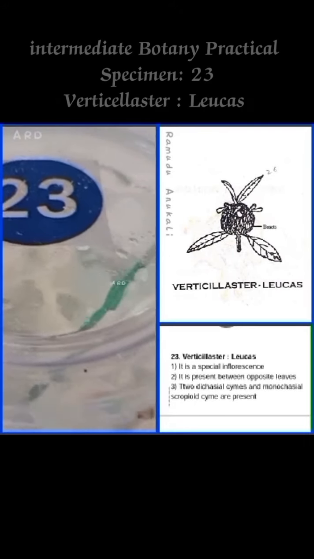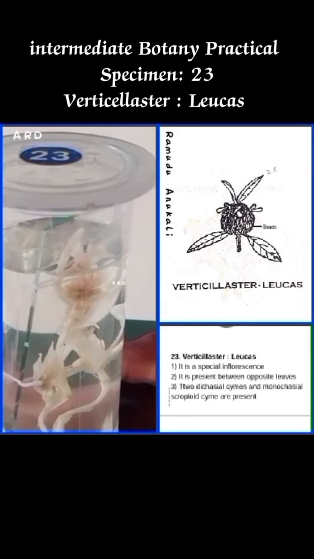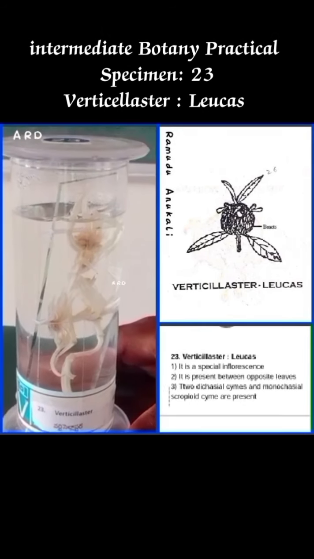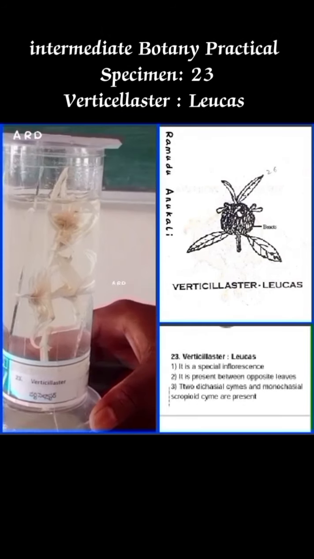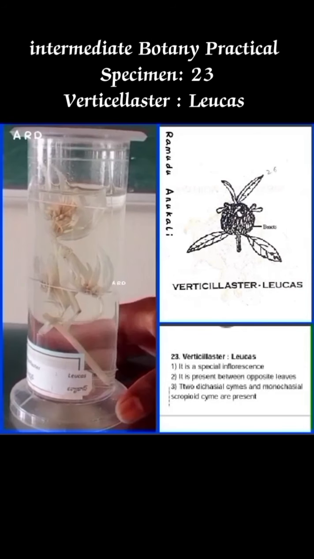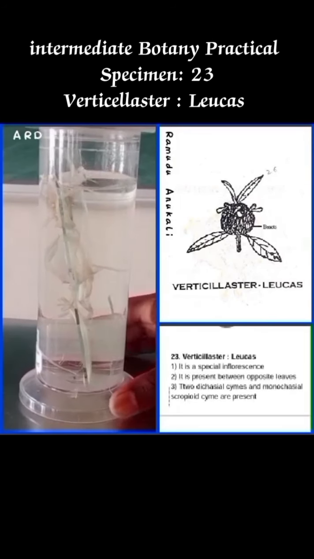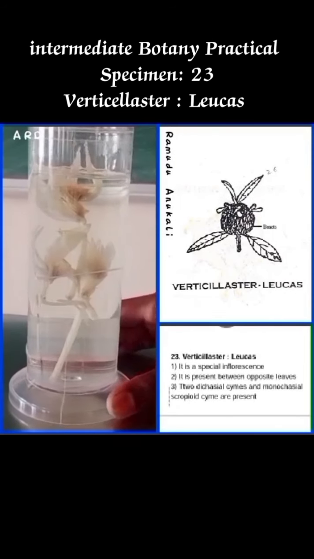Number 23. Specimen. Verticillaster, Leucas. It is a special inflorescence. It is present between opposite leaves. Two dichasial cymes and monochasial scorpioid cymes are present.